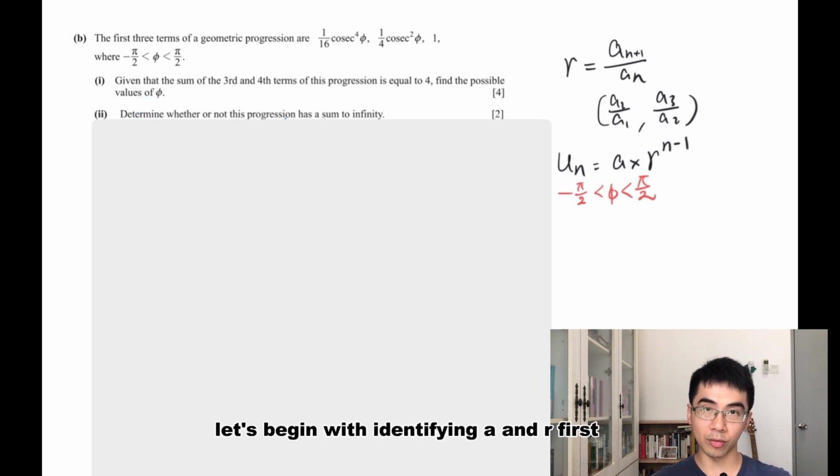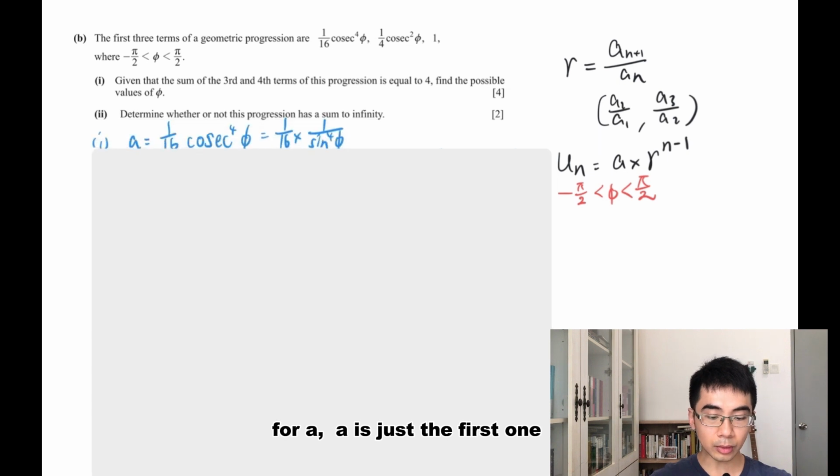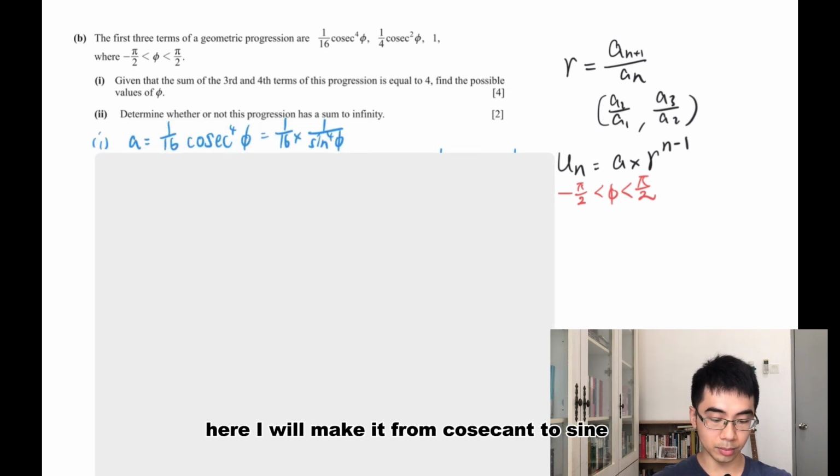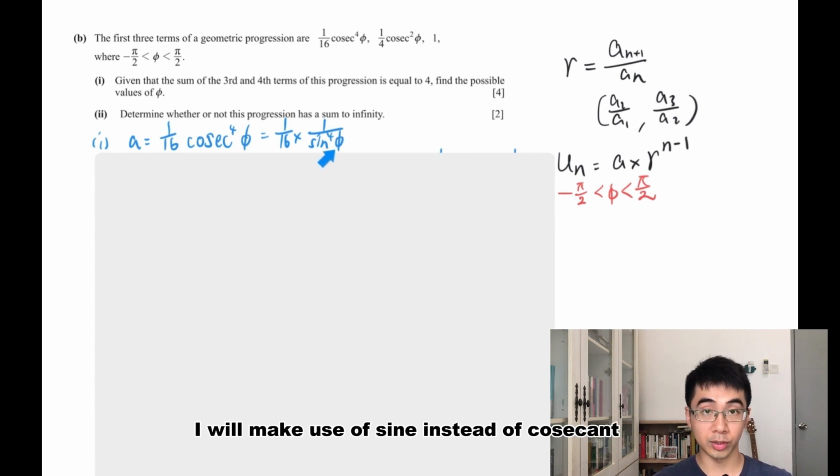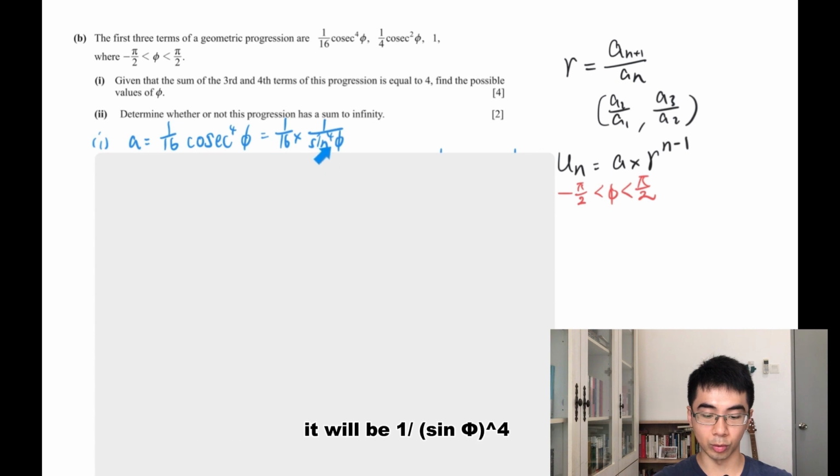So let's begin with identifying a and r first. For a, it is just the first one, but I will make it from cosecant into sine, because later on maybe we need to solve some trigonometric equation. So I will make use of sine instead of cosecant. So it will be 1 over secant phi to the power 4.